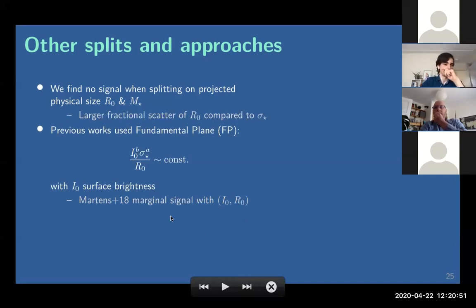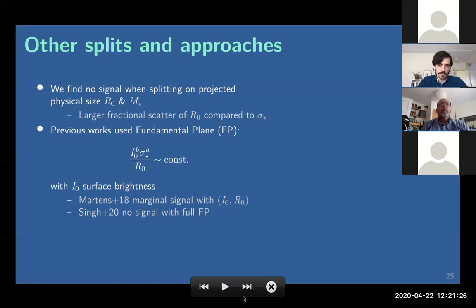For example, there was this paper by Martins et al. that found a marginal signal, basically 2-point-something sigma, when they made the split on surface brightness and sizes. Recently, a couple of months ago, there was this paper by Sukhdeep Singh and others that used basically the same methodology using the full fundamental plane, so now also incorporating the velocity dispersion, and they find no signal whatsoever. So this is also what kept us a bit puzzled. Since we saw this, we were like, what are we seeing and what are they not seeing?